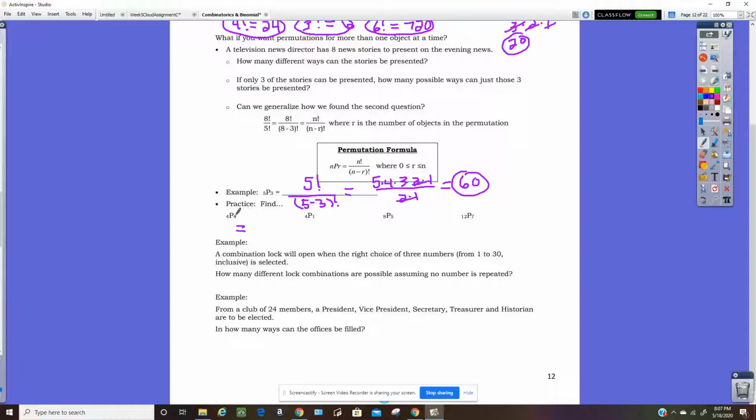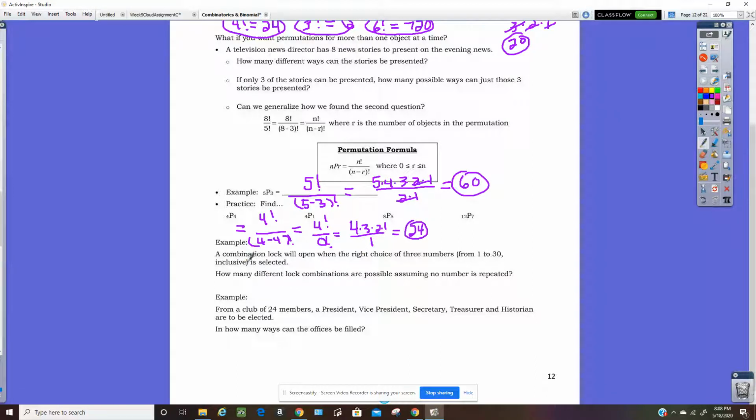So 4P4 would be 4 factorial over 4 minus 4 factorial, which is 4 factorial over 0 factorial, which is 4 times 3 times 2 times 1. And 0 factorial is defined as 1. So this is 12 times 2, which is 24.